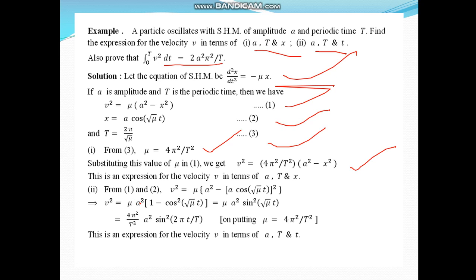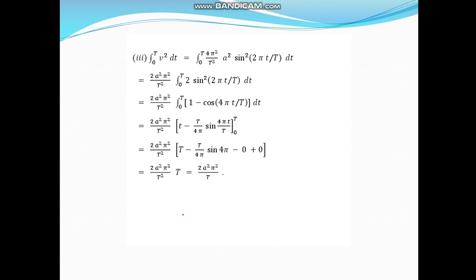Now number 2, from 1 and 2, v square equal to mu times this. So on simplifying, we get v square equal to, but 1 minus cos square theta, that is sin square theta. The result ये आ जाएगा on putting mu equal to this. So it is an expression for velocity in terms of a, T and small t.